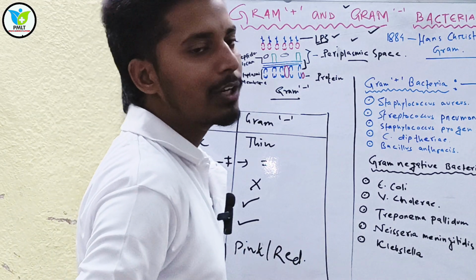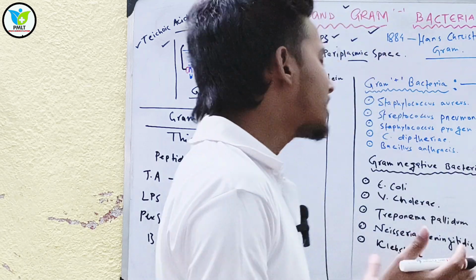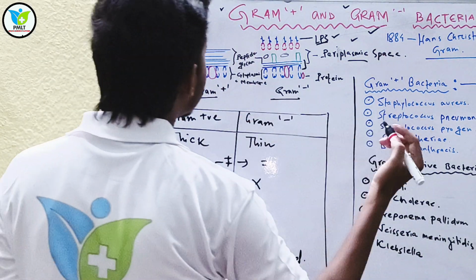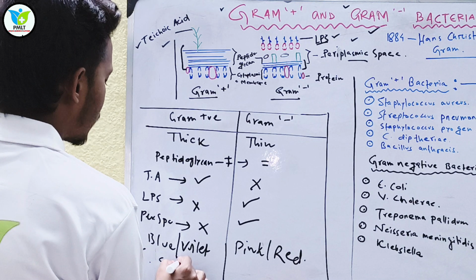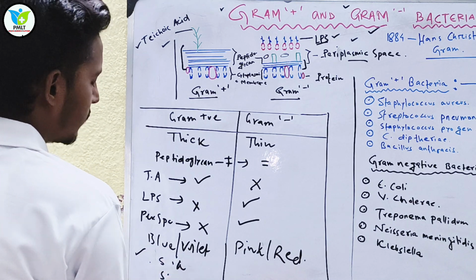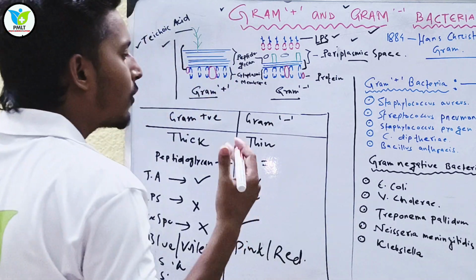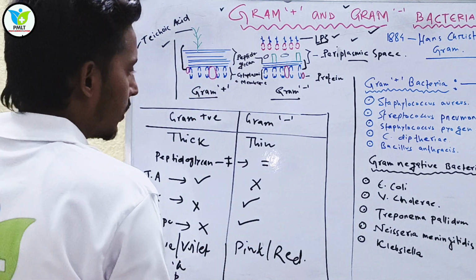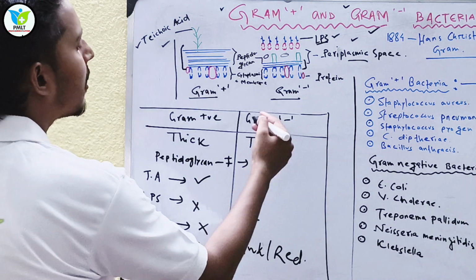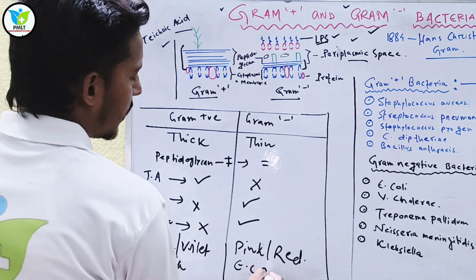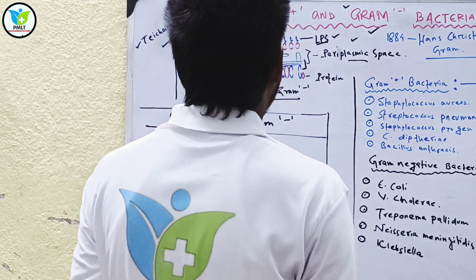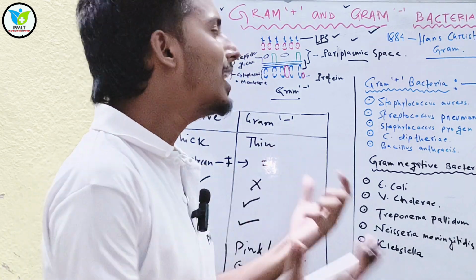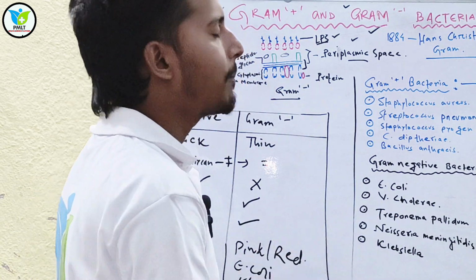After that, to differentiate, write down some examples here. Examples of gram-positive bacteria are Staphylococcus aureus and Streptococcus pneumoniae. And examples of gram negative are E. coli and Klebsiella. They are all Enterobacteriaceae, and they all come under gram-negative bacteria. So that is really very easy, and we can easily understand the differentiation of gram-positive and gram-negative bacteria.